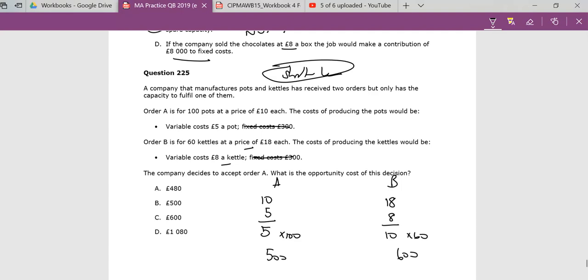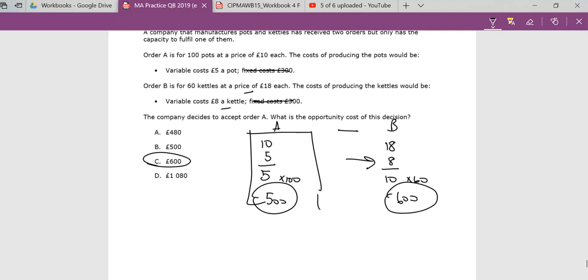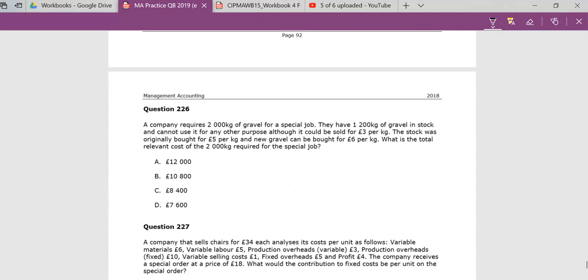So here's the thing. It says the company decides to accept order A. Well, if you make order A, you're going to get a contribution of 500, but you'd be losing out on a contribution of 600. It makes no sense. So in effect, the opportunity cost of that decision, the benefit foregone, the alternative foregone, is opportunity B. So you lose out on the £600. That's as straight as it goes with this understanding of opportunity cost.